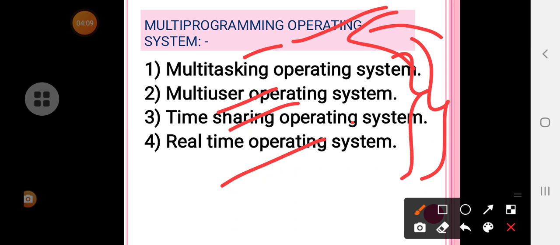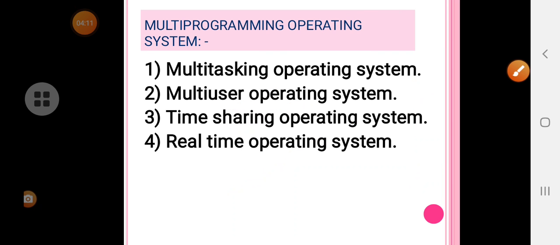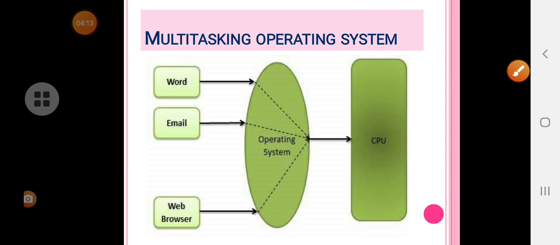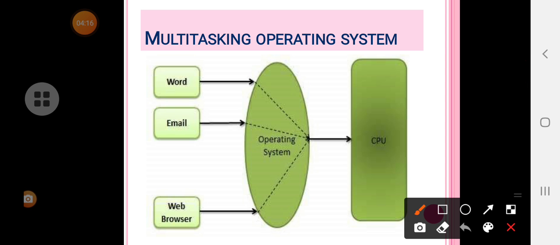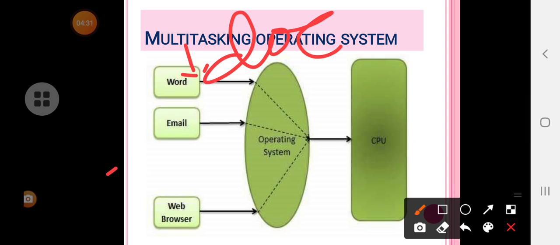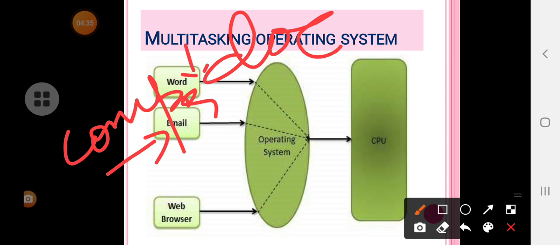Okay, let me discuss what this multitasking operating system is. See, this is a diagram of a multitasking operating system. You have some document which you are reading, and you are composing some mail, or checking some mails, and you are surfing in the web browser. All these things have to be managed by the operating system.